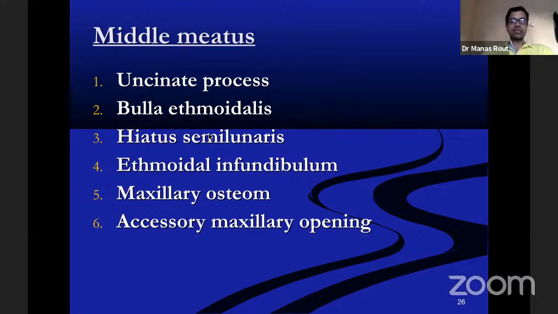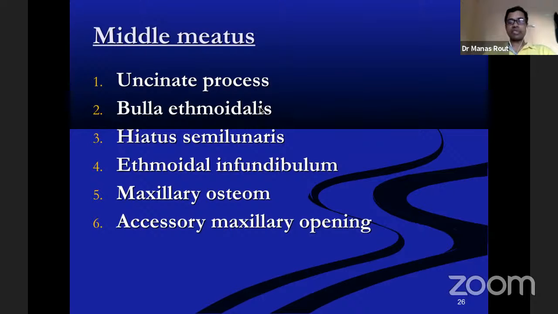Now, what is the hiatus semilunaris and the ethmoidal infundibulum? These two are almost the same structure, with a little bit of difference. So what is the difference? The hiatus semilunaris is the area bounded anteriorly by the uncinate process and posteriorly by the bulla ethmoidalis. So between the uncinate and the bulla, the space is called the hiatus semilunaris. The ethmoidal infundibulum is also the same area.